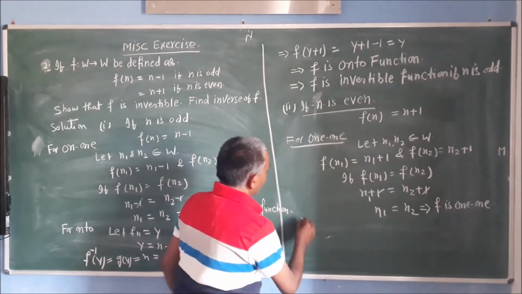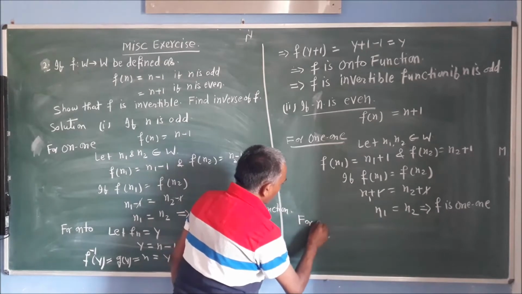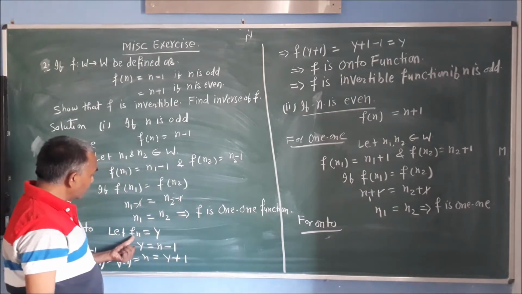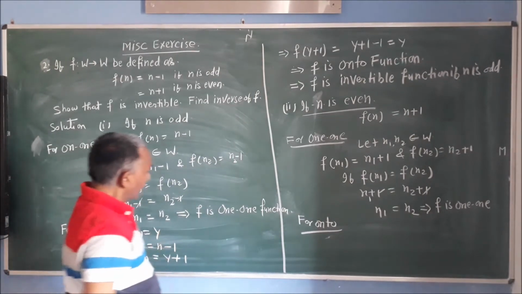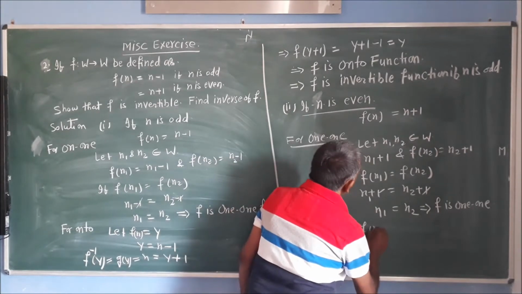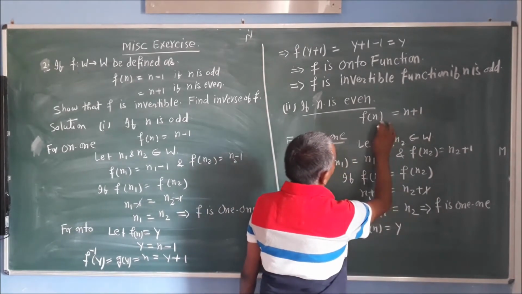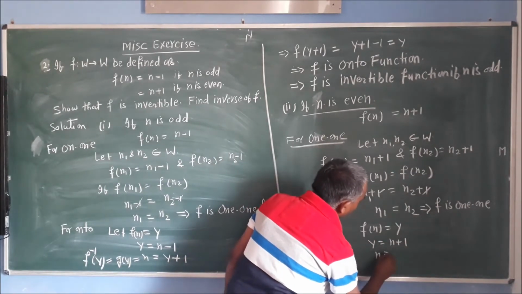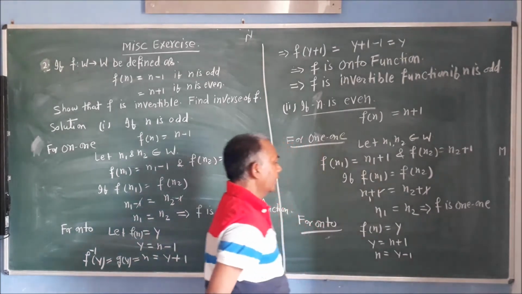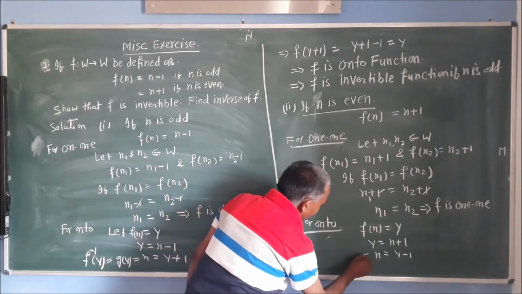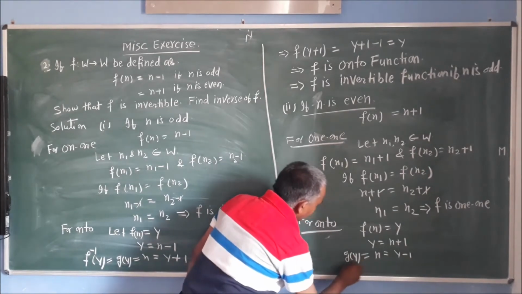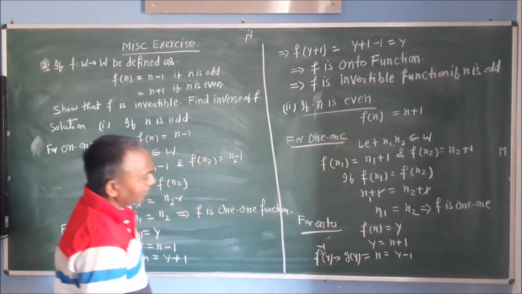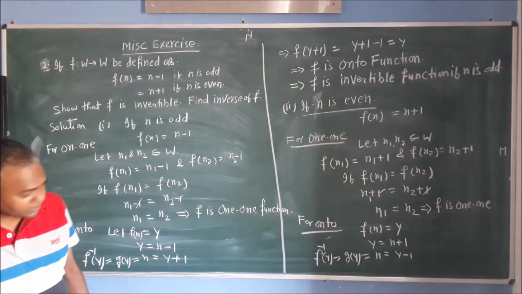After that we have to prove that f is onto. For onto, what we have to do? Suppose f(n) is equal to y. So we write y is equal to n plus 1. That means n is equal to y minus 1. This n is called g of y, and this is also called f inverse of y.